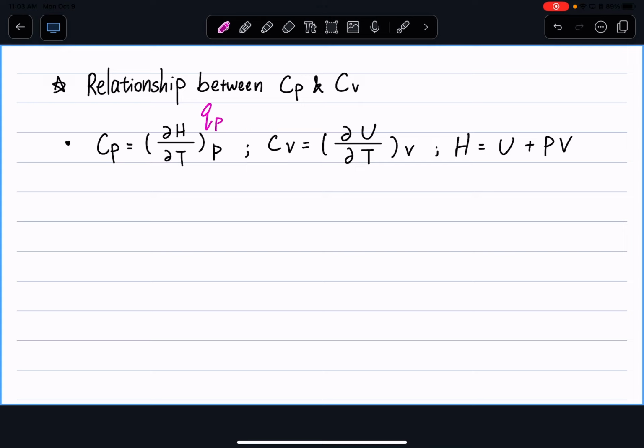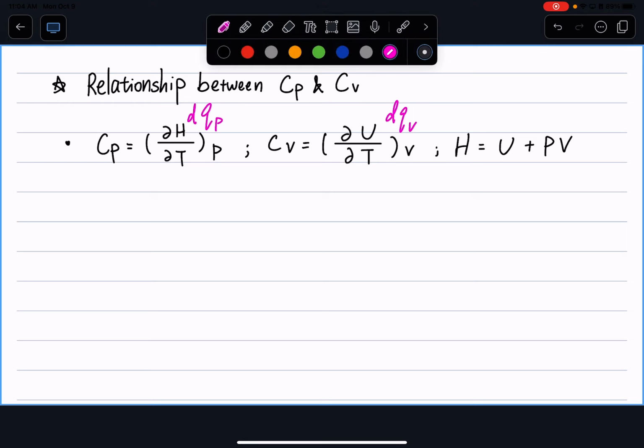And Cv is defined as the partial derivative of internal energy, dU, over temperature at constant volume. At constant volume, your change in U equals Qv. At constant pressure, your change in H equals Qp. We went over those derivations before as well. Again, what we're trying to do here is find a relationship between the heat capacities at constant pressure and at constant volume. So let's write it out together.